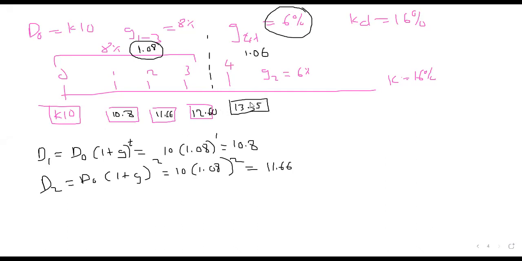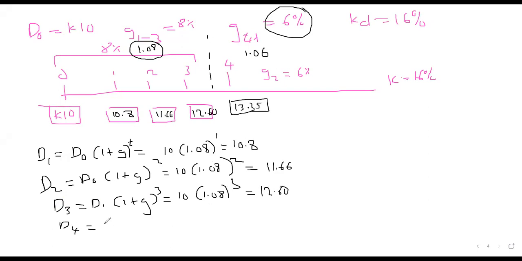This is just an issue of mathematics, just simplified. Otherwise, just use the same formula. The dividend for year 3 is D0 times (1 plus growth) to the power 3. So that is 10 times 1.08 to the power 3, and this will give us what? It will give us 12.60.